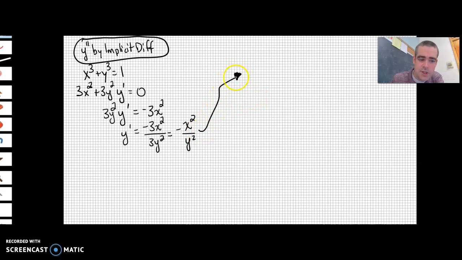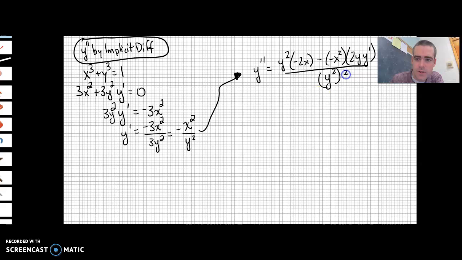As I mentioned before, usually y double prime is found by using the quotient rule. So let's go ahead and do that. y double prime is going to be the bottom times the derivative of the top minus the top times the derivative of the bottom. The derivative of the bottom here is going to be 2y y prime. That whole thing is going to be over the bottom squared.